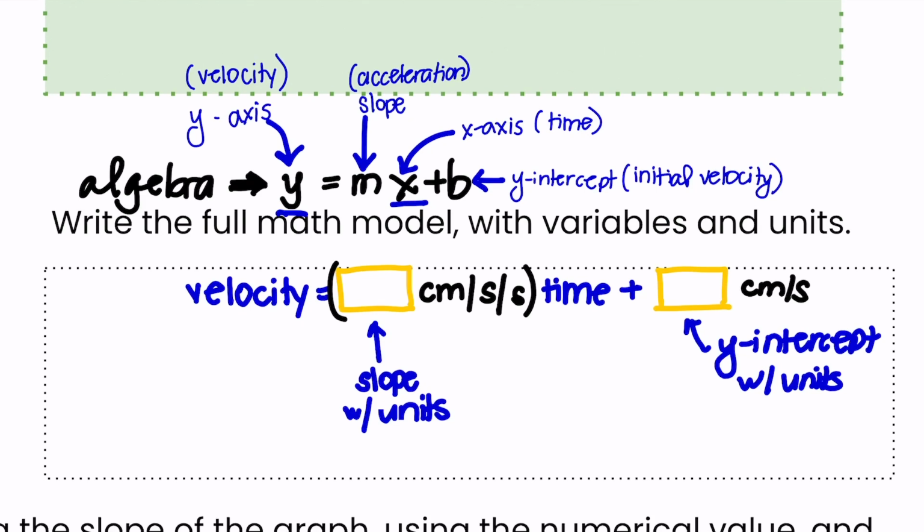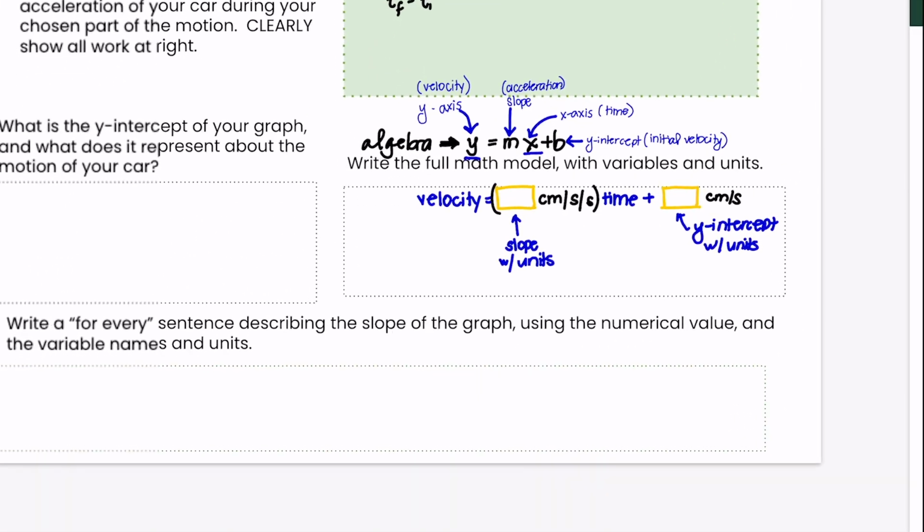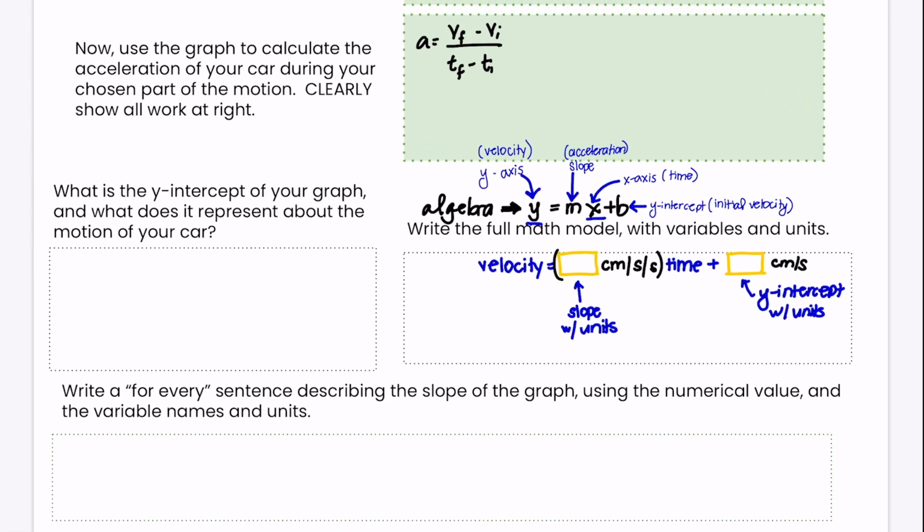Okay, and now at the bottom of our page, we have write a for every sentence. And so we're going to take our slope, and that's some number, right? And the units for that are centimeters per second. So we would say for every 1 second, okay, the car, and then you would say something about what the car is doing.